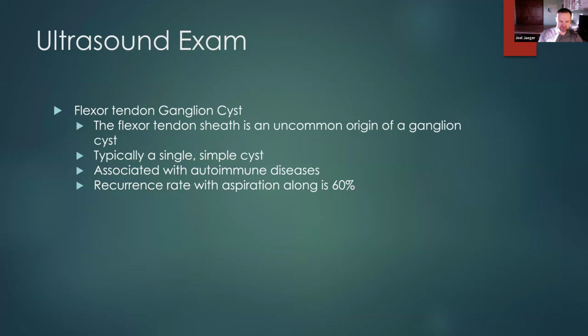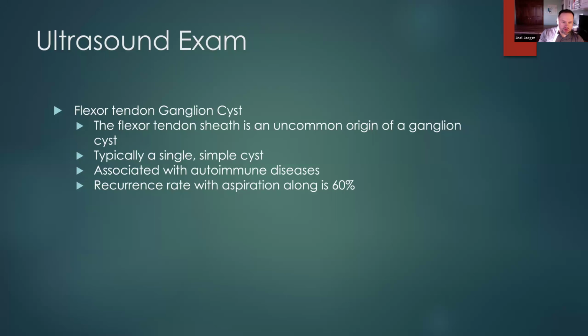Just briefly, something about a flexor tendon ganglion cyst. The flexor tendon is a pretty uncommon source for a ganglion cyst, even though ganglion cysts in and of themselves are pretty common within the wrist and fingers. Typically, these look like a single simple cyst. They tend to be associated with autoimmune diseases, and with just aspiration, their recurrence rate tends to be about 60%.